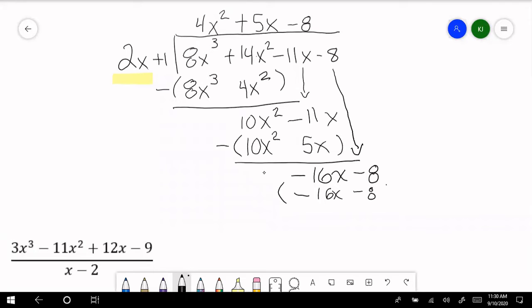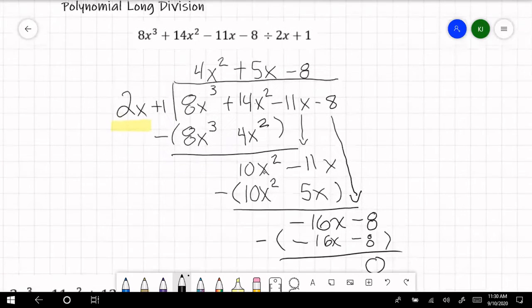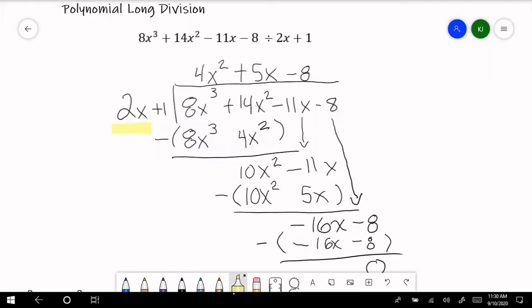And then you've got to be careful here because I'm going to subtract them, but minus a minus is a plus. So negative 16 minus a minus 16, that's 0. Negative 8 minus a minus 8, so negative 8 plus 8 is also 0. So we're done. This is our final answer right here. That's the answer.